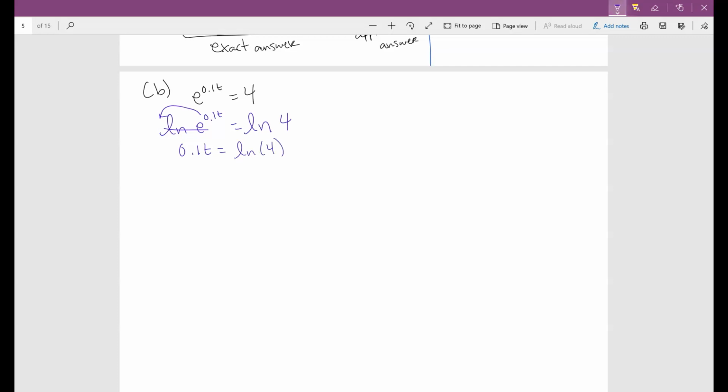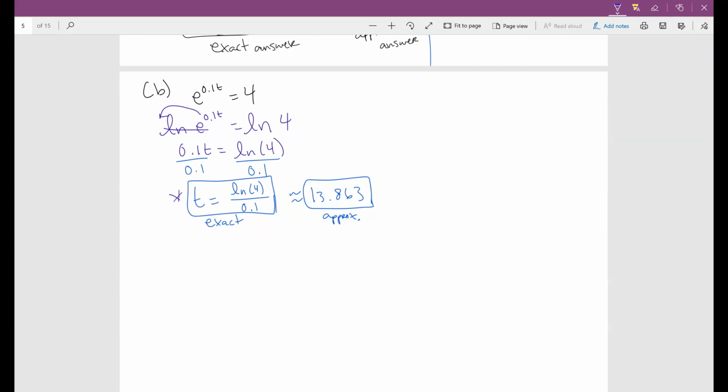Okay, now let's solve for the value of t. I'm going to divide by 0.1. So t is going to be equal to ln of 4 divided by 0.1. This is the exact answer. If you want the approximation, put it in your calculator: ln of 4 divided by 0.1. That's going to give me about 13.863. That's the approximation. Again, make sure that you look at WebAssign. I'm pretty sure for the most part they want this guy. So if you get the wrong answer and you give them the decimal, it probably wants it in natural log form. So let's say we have 2e to the negative t plus 1 is equal to 7.